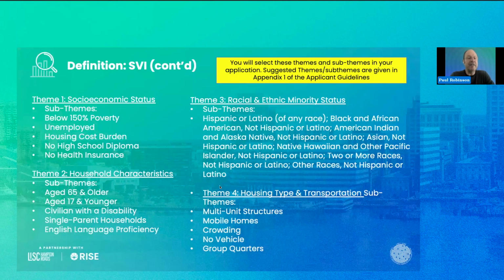So I'll explain. The SVI is split up into 4 themes and 4 sub-themes as shown here. I won't read them all, but those are the themes and sub-themes that we will be asking you to identify with your solution as proposed. We'll show you how to do that, but you can pick as many as are relevant to your solution.